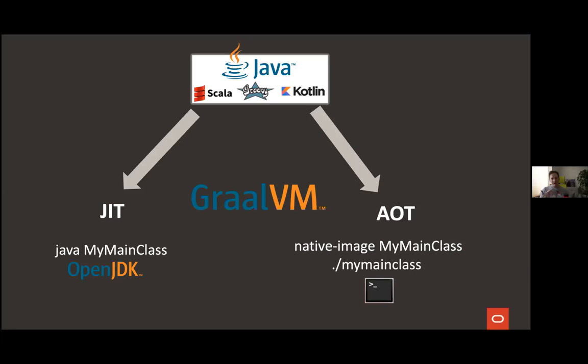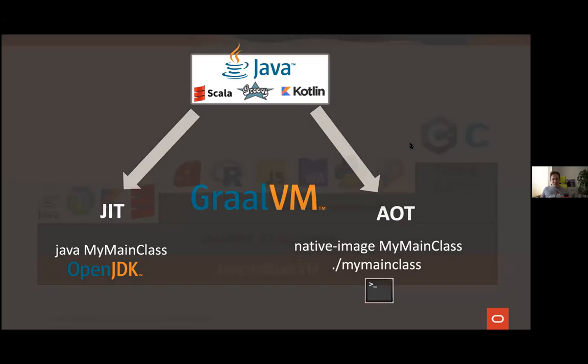Those two are complementary. You don't have to necessarily say, I want this, or I want JIT, or I want AOT. GraalVM gives you a choice. So you can pick whichever better fits your needs and, say, the performance profile that you desire. Let's look at that, right? So the benefits of both.